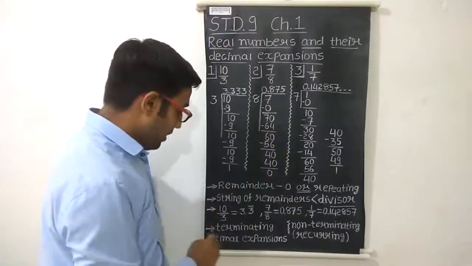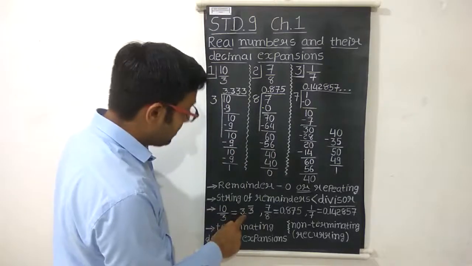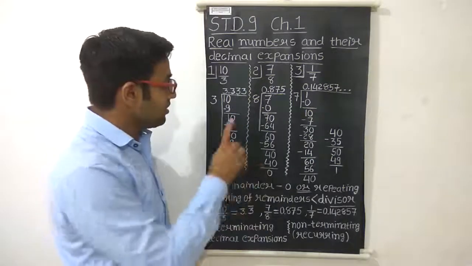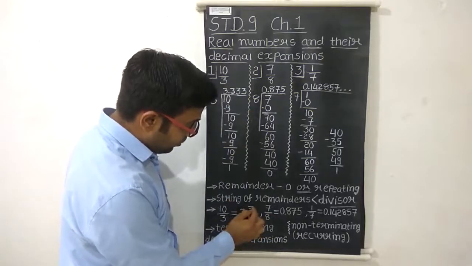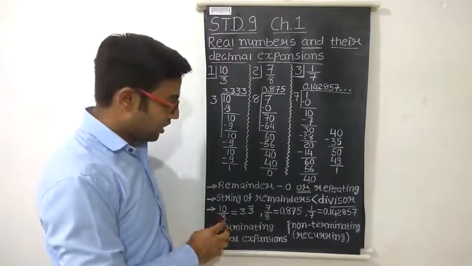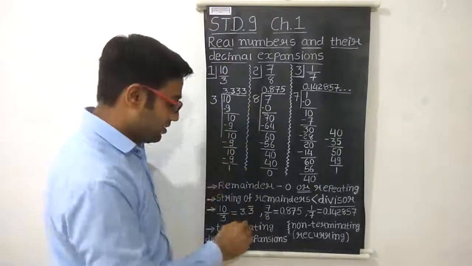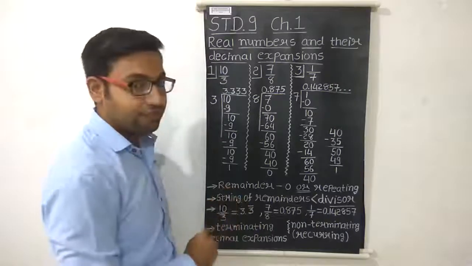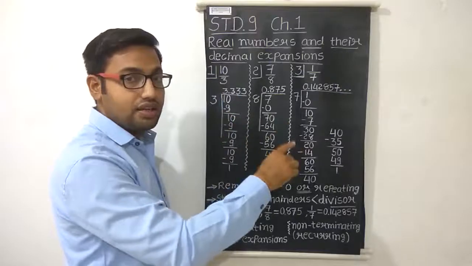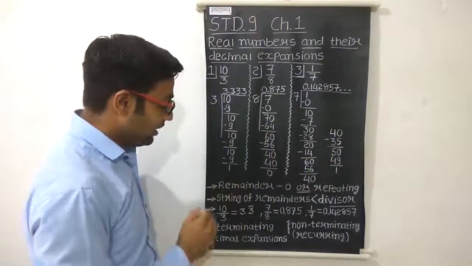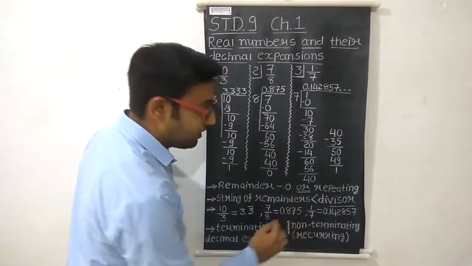What is the next point? See, 10 upon 3, we get 3.333. This 3 is repeating itself. That is why we can put a bar on the 3. It depends on how many digits repeat. Here 3 is repeating itself, that is why we put a bar on this 3. The meaning of 3.3 bar is 3.3333, like this. Okay? In the same way, 7 upon 8, we get the decimal expansion 0.875.